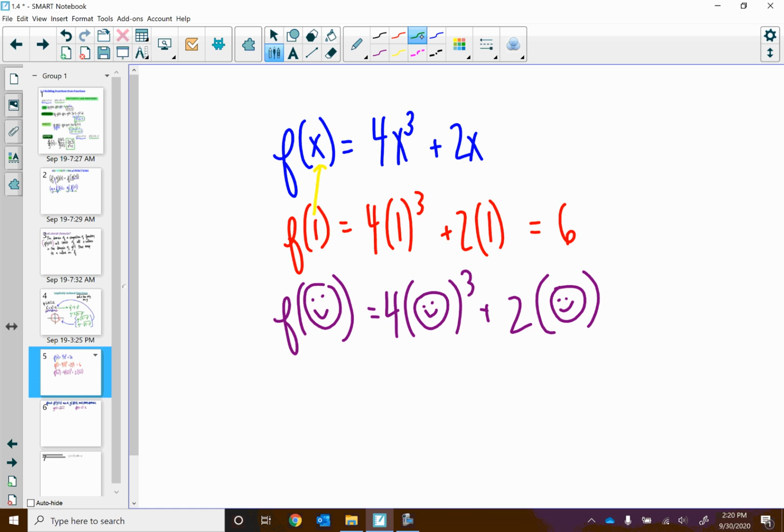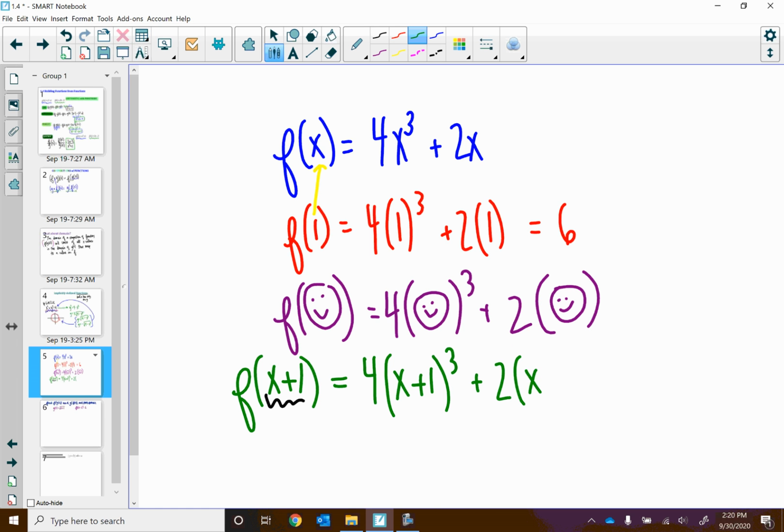Or a more challenging one, if I wanted to find f of x plus 1, I am going to take that entire thing and plug it in for x in my original equation. So 4 times the quantity x plus 1 cubed plus 2 times the quantity x plus 1. So that was just a tiny little review on function notation.